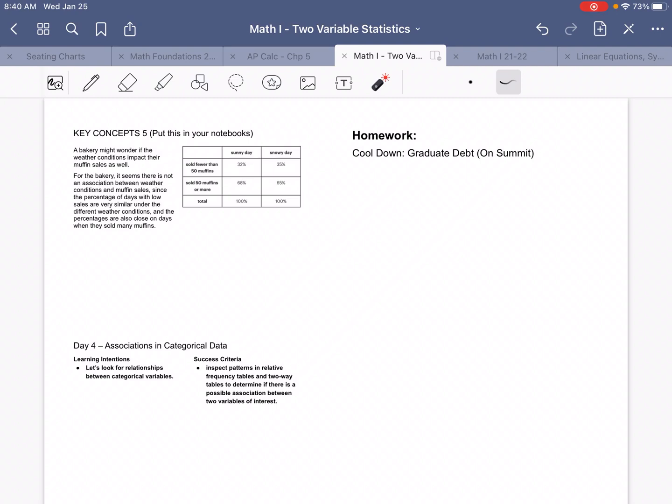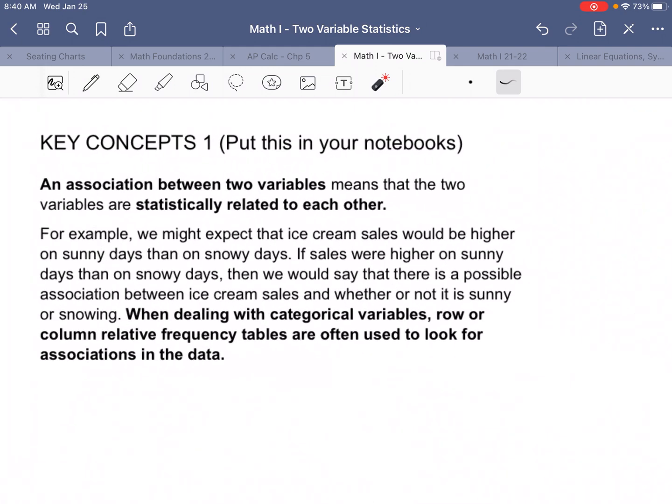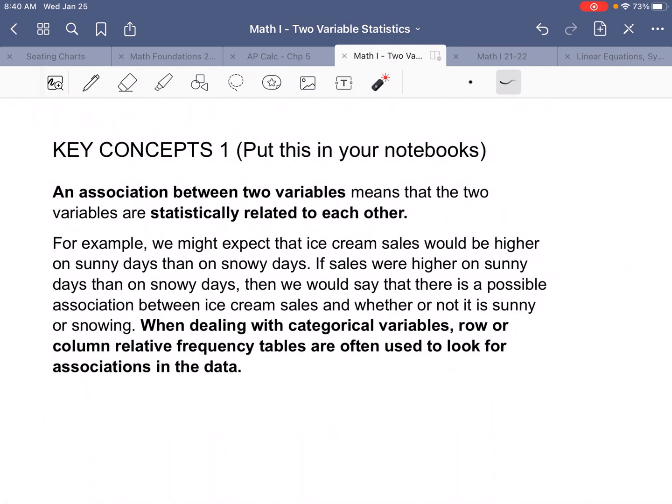In this video, we're going to be taking a look at day 4, associations in categorical data, and talking a little bit about the cooldown called graduate debt. So far in this unit, we've talked about frequency tables and relative frequency tables, and a few different ways that we can make relative frequency tables that help us analyze data in a couple different ways. Now, the reason we want to do this is because we're trying in statistics to find what we call associations.